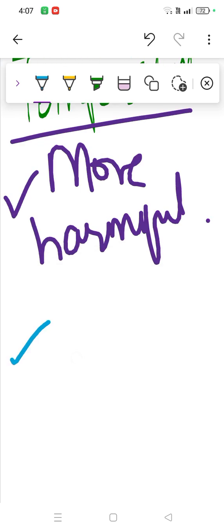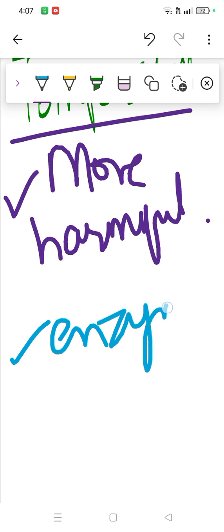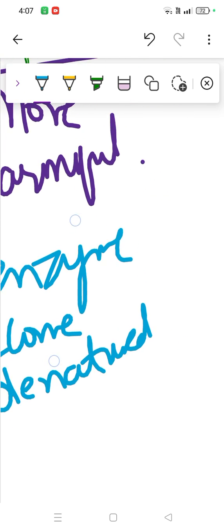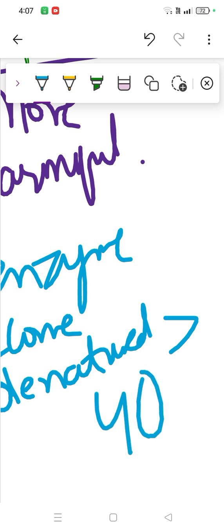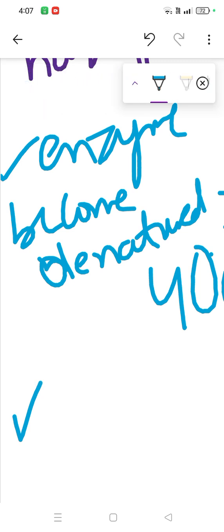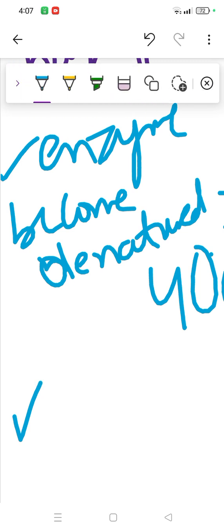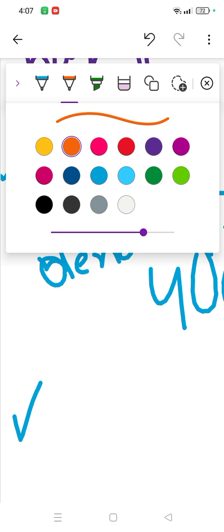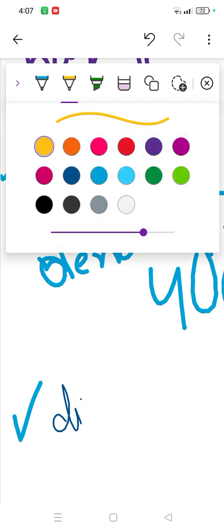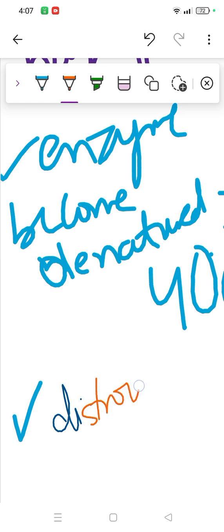First, the enzymes will become denatured. This means enzymes become denatured when they work at higher temperatures, so they cannot work at this temperature. So I'm sure it's clear to you. Then, this even destroys metabolism.